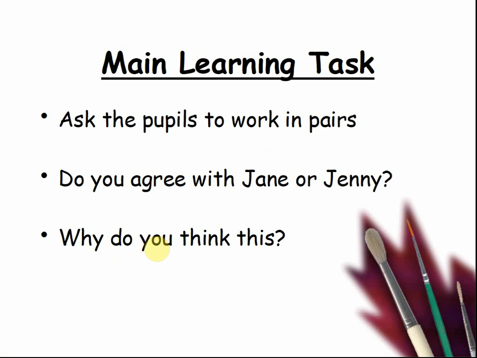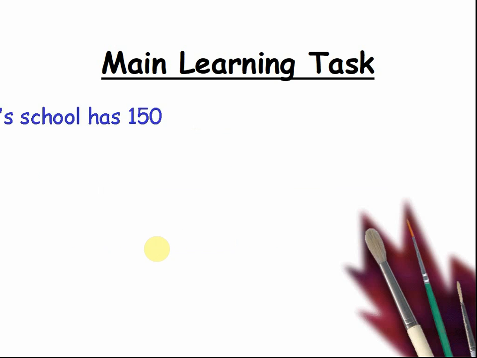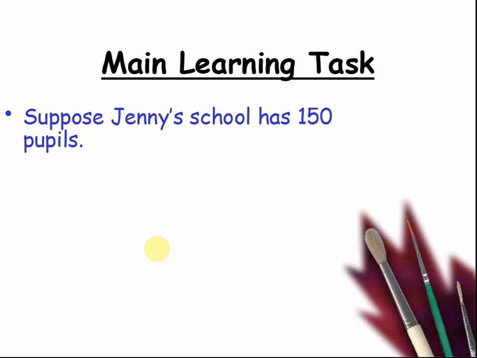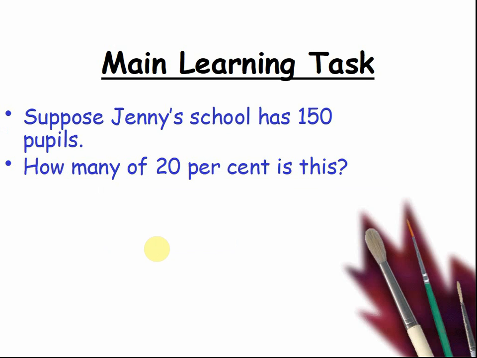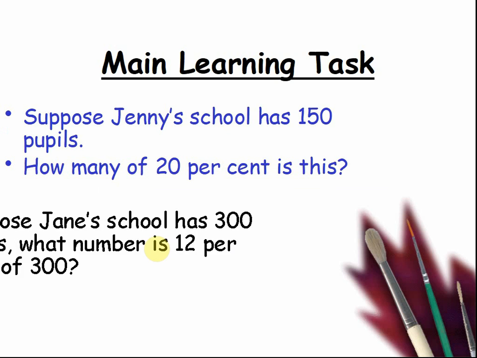Ask the pupils to work in pairs. Do you agree with Jane or Jenny? Why do you think this? Okay, so get yourselves ready. Pause the video as you get yourself into your groups or pairs. Suppose Jenny's school has 150 pupils. How many is 20% of this? Pause the video and work it out.